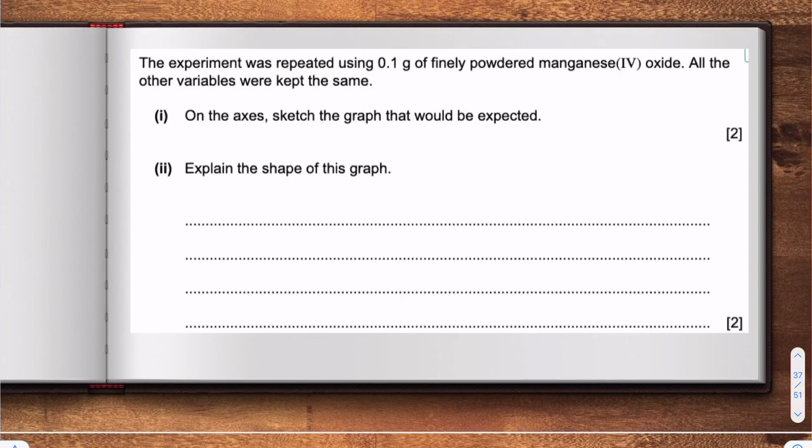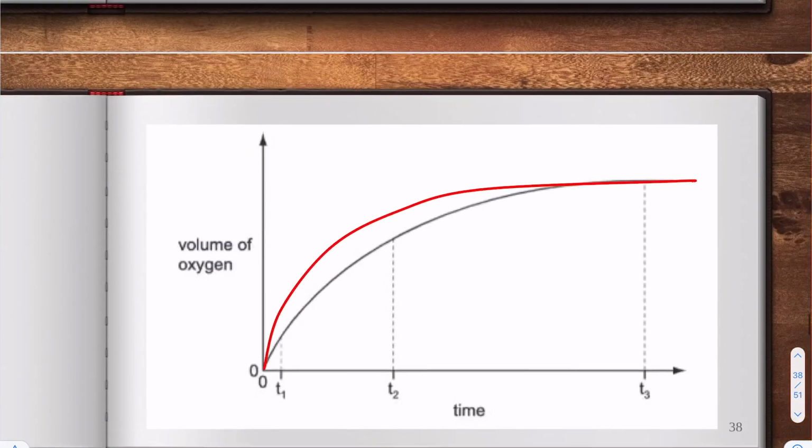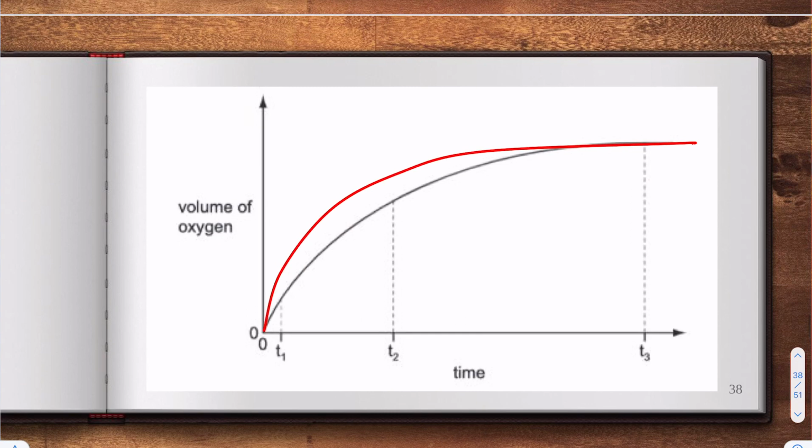The experiment was repeated using 1 gram of finely powdered manganese oxide. Don't worry what the experiment was, it doesn't matter. All the other variables are kept the same. The key words you're looking out for here are finely powdered reactants. On the axis of the graph, sketch the graph that would be expected, and it's a 2-mark question. Well, here's the graph that they would have given you. We looked at this graph in a previous video, so it should be familiar to you.